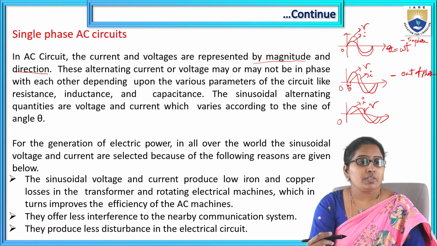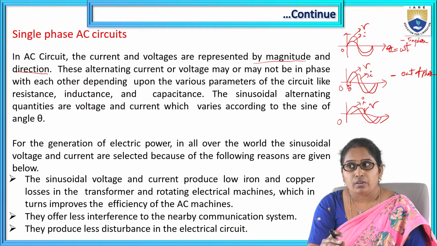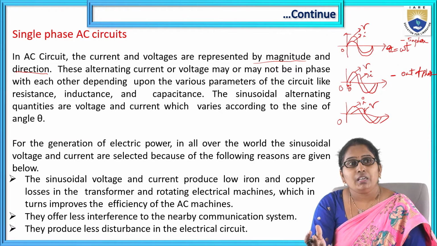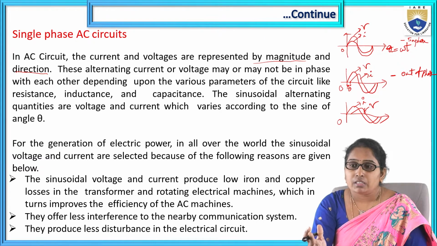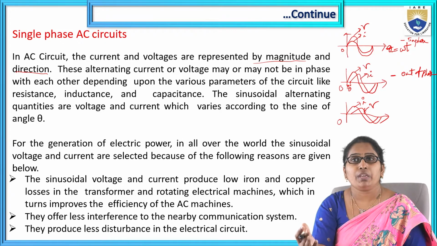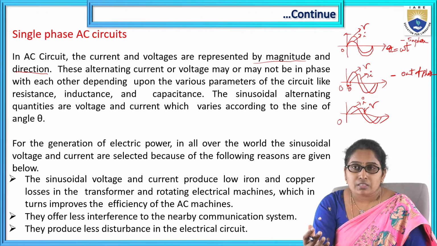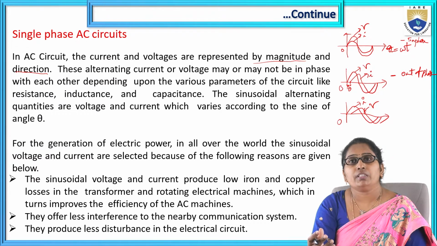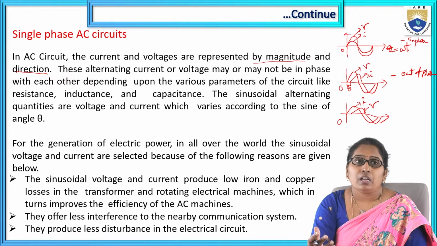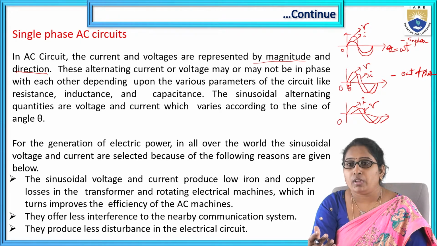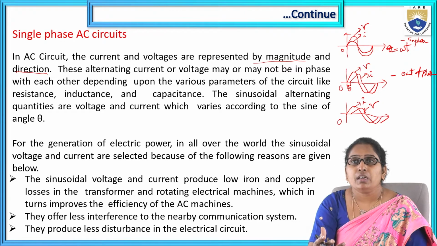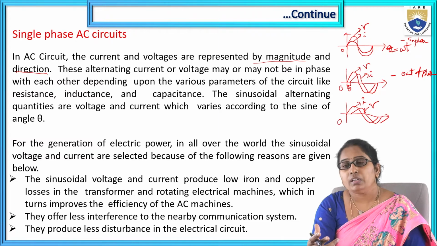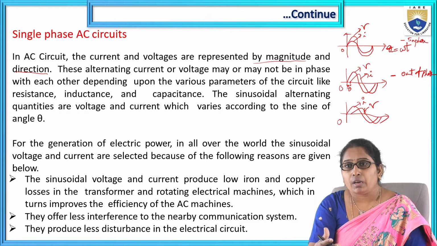Less interference means we can see in our street, beside the power line, there is also a communication line running on the towers. The power line operates at very high voltages, whereas communication lines are at low values of voltages and currents. So the high operating power lines cause interference with the neighboring communication line.